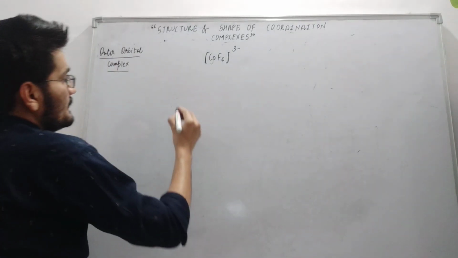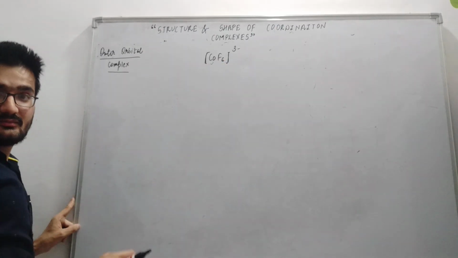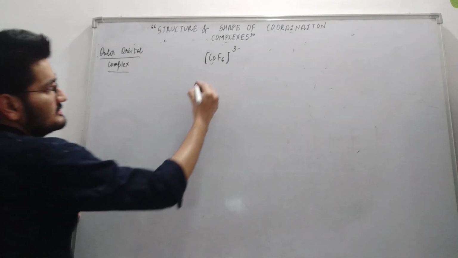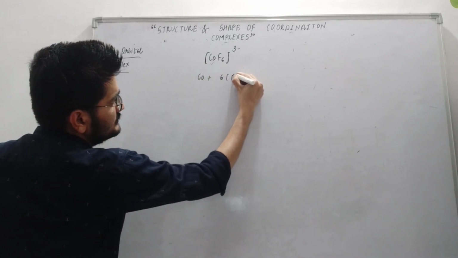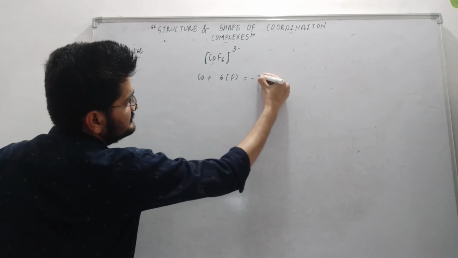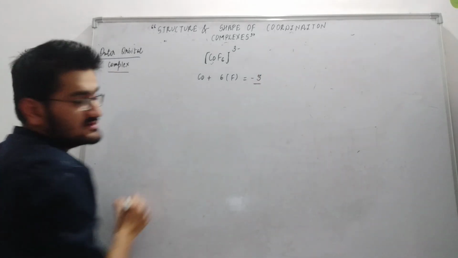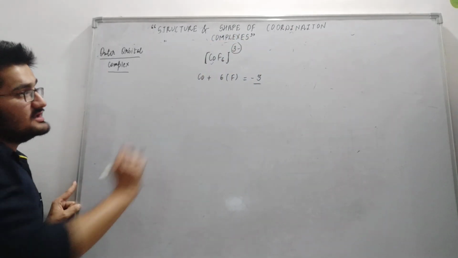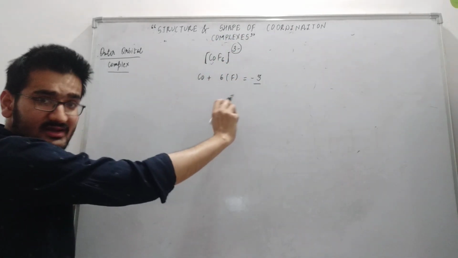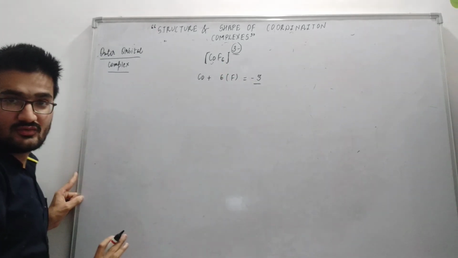So let the oxidation state of cobalt be X. There's 1 cobalt and 6 fluorine, and the overall charge will be -3. We have to put -3 on this side because the overall charge is -3. And if the charge were 0, then we would put 0. But this time the charge is -3, so this side also -3.